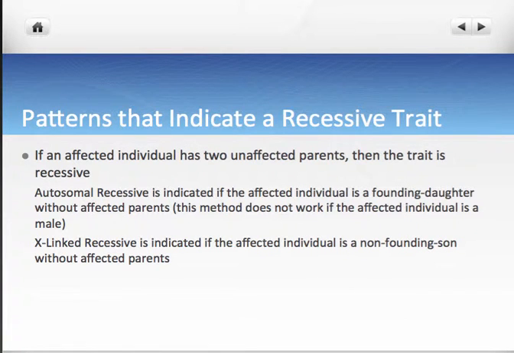So if we're looking to figure out if it's a recessive trait, what we can see is that if an affected individual has two unaffected parents, then the trait is recessive. Autosomal recessive is indicated if the affected individual is a founding daughter without affected parents. This method does not work if the affected individual is a founding son, but we'll talk about that later. X-linked recessive is indicated if the affected individual is a non-founding son without affected parents. So if we have an individual who is affected by the trait and both parents are not, then we know that it's recessive, and those two ways are ways that we can determine if it's autosomal or X-linked.